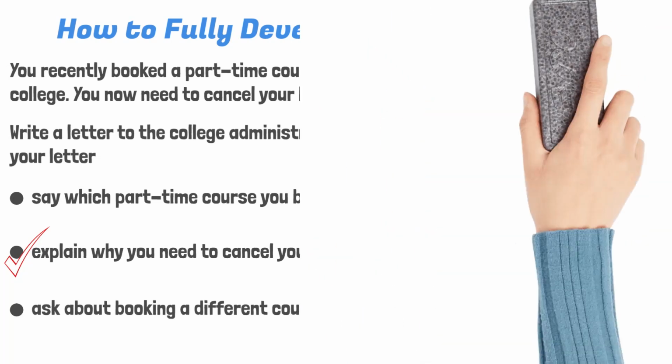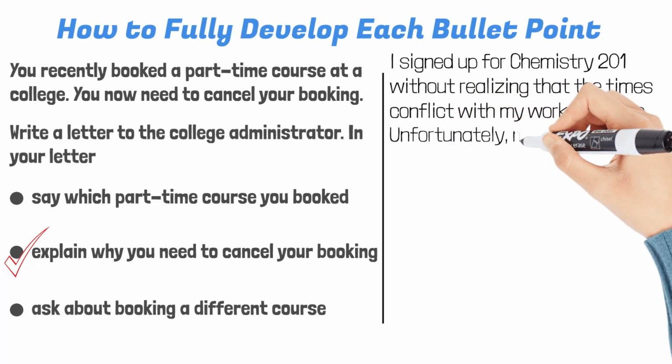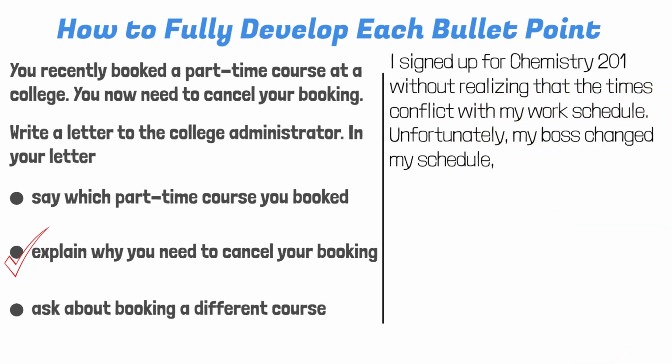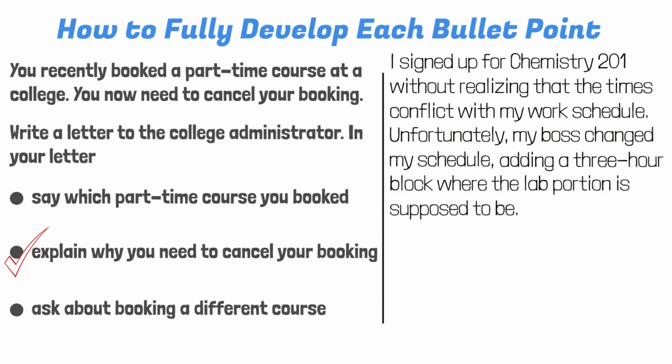The first reason I will give to support this topic sentence will be an explanation of how the course conflicts with the work schedule. Unfortunately, my boss changed my schedule, adding a 3-hour block where the lab portion is supposed to be. Now, do you see why I chose chemistry to be the course I booked? I chose chemistry so that here I can be more creative talking about the lab experiment.